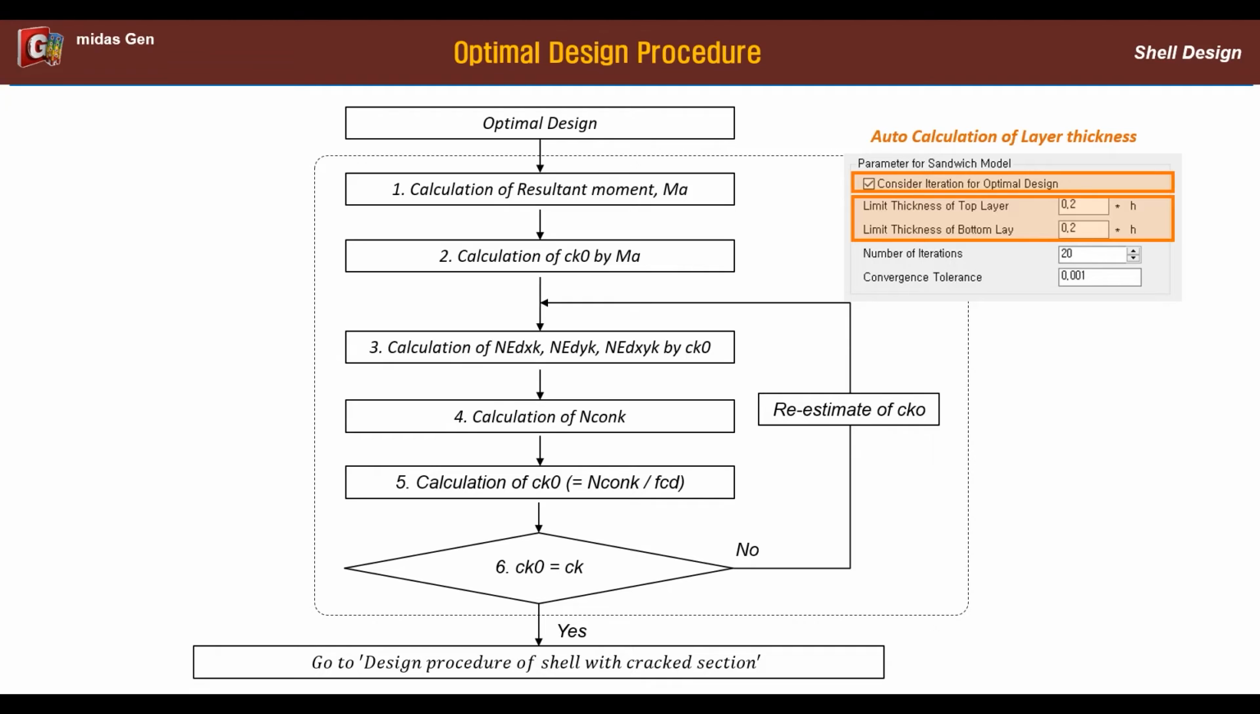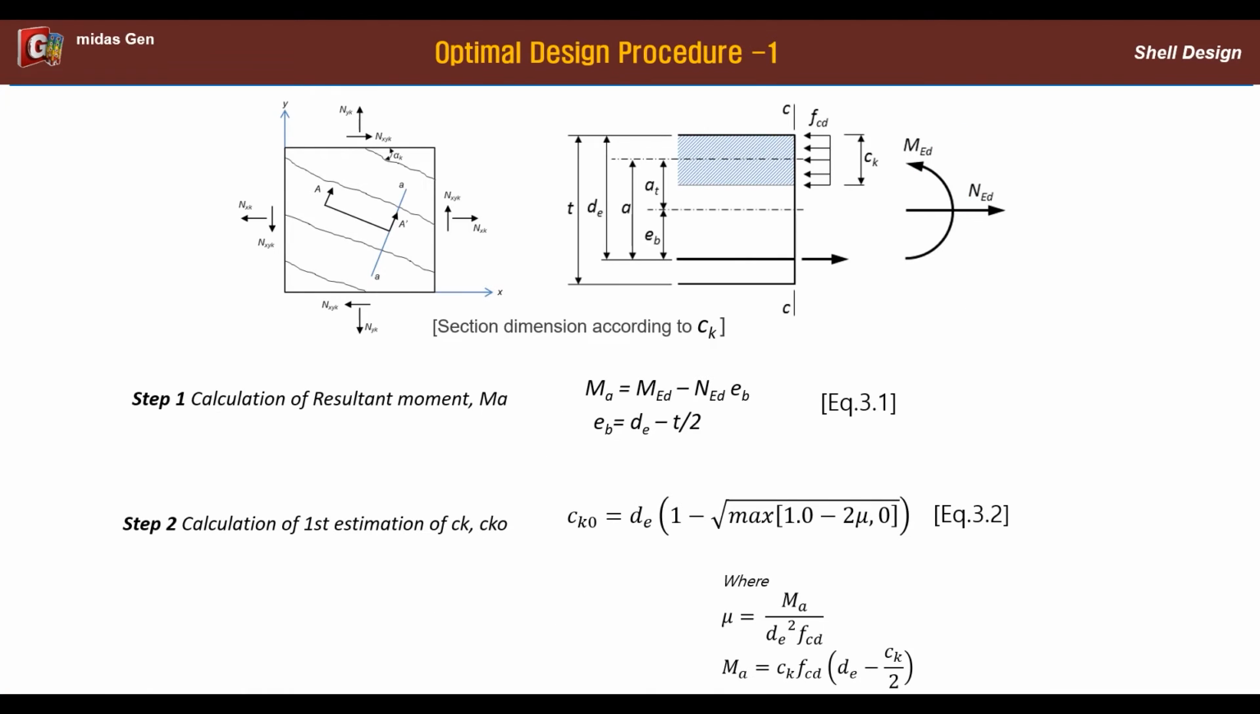The optimal design function in the program allows users to search and determine the outer thickness of the sandwich panel in order to secure the safety of the concrete. Optimal design will be explained in more detail. Step 1 is for calculating the resultant moment, MA. The resulting moment due to the design member force is calculated by following equation 3.1.